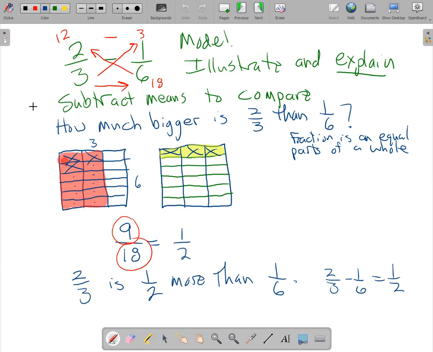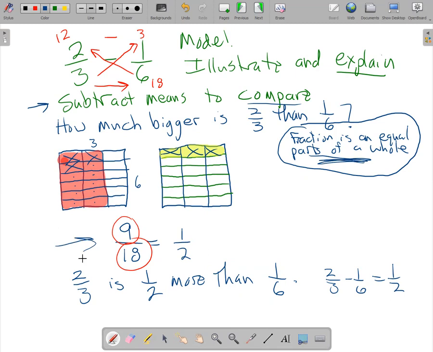So again, my illustration and explanation. What does subtract mean? Here I claim it means to compare. I'm working with fractions, which are equal parts of a whole. So I have to show, since I'm doing a comparison, to see how much bigger 2/3 is than 1/6, I have to show what 2/3 looks like and show what 1/6 looks like in comparable ways. I have to cut them up so we're comparing common parts so that I can see how much bigger one is than the other. And then finally, I can state my result. So there's my illustration and explanation for why 2/3 minus 1/6 has to be 1/2.